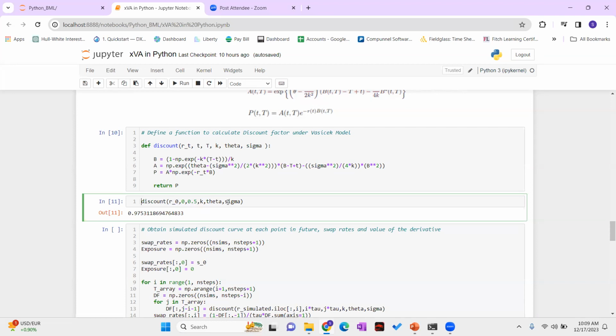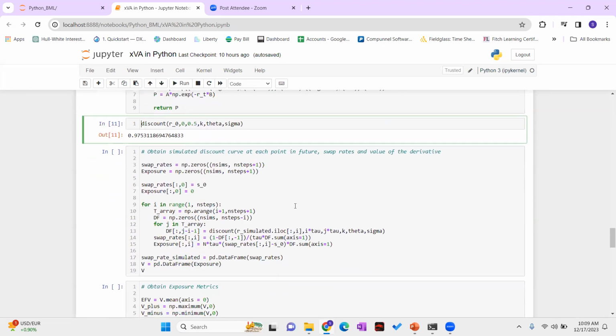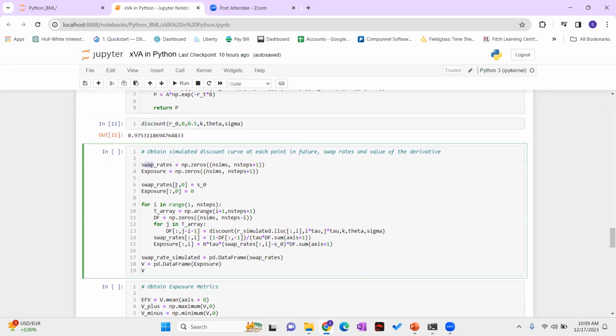So this is a scalar implementation, but I need to do the same thing as a vector implementation. Now, let me not go through this. Basically, whatever I explained is what I'm doing right now: calculating the discounting factors. Swap rates have the same formula: 1 minus last discounting factor, divided by tau times the sum of discounting factors. This is the new set of swap rates standing at a particular time.